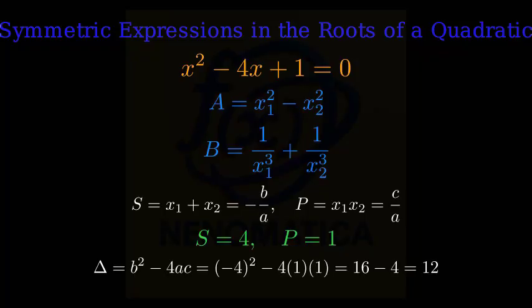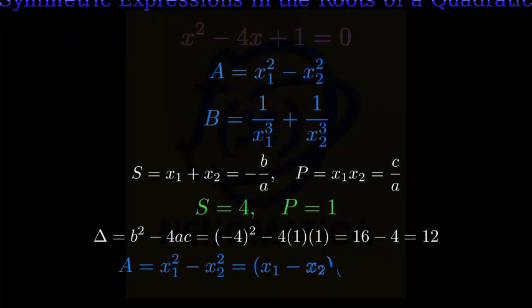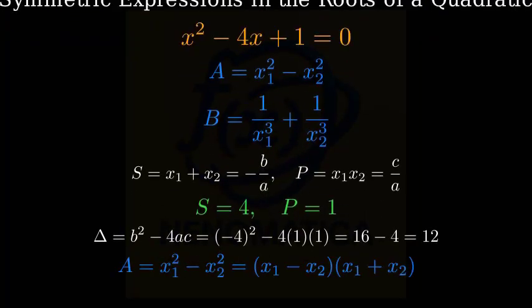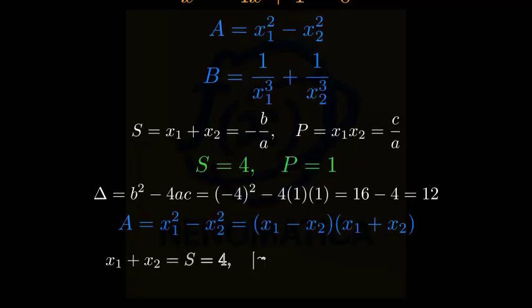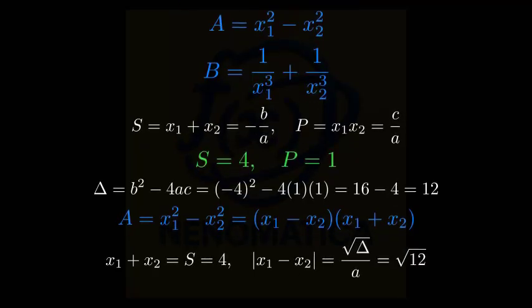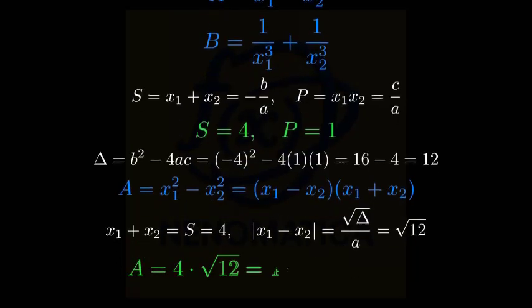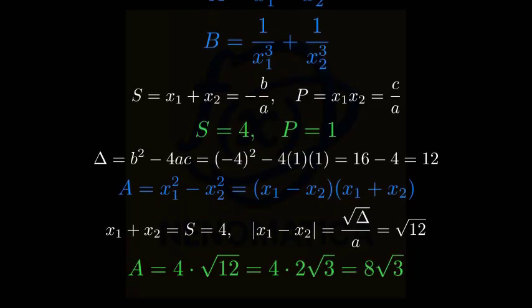Now, we compute capital A. Use the difference of squares: x1 squared minus x2 squared equals left parenthesis x1 minus x2 right parenthesis times left parenthesis x1 plus x2 right parenthesis. The second factor is the sum of roots, which is 4. For the first factor, we use that the absolute value of x1 minus x2 equals square root of delta over a. Therefore, A equals 4 times the square root of 12, which simplifies to 8 square root 3.